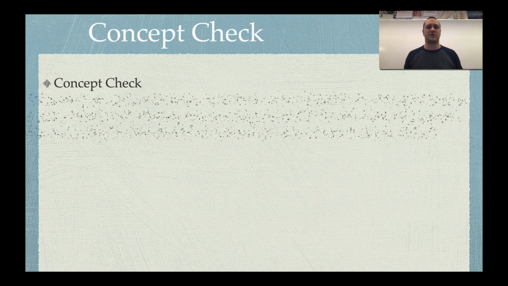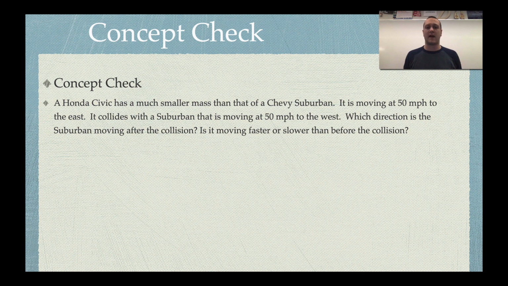So if we do a quick concept check here, we've got a Honda Civic and a Chevy Suburban, with the Civic obviously being much smaller than the Suburban is. The Civic is moving 50 miles per hour east, and it collides with a Suburban that is moving 50 miles per hour west. What direction will the Suburban be moving post-collision, and will it be moving faster or slower than it was pre-collision? So if we think about this problem, the Civic is less massive than the Suburban, but they're moving at the same speed, which means the Suburban is going to have more momentum. It has more mass, same speed, so we're going to have a higher amount of momentum.